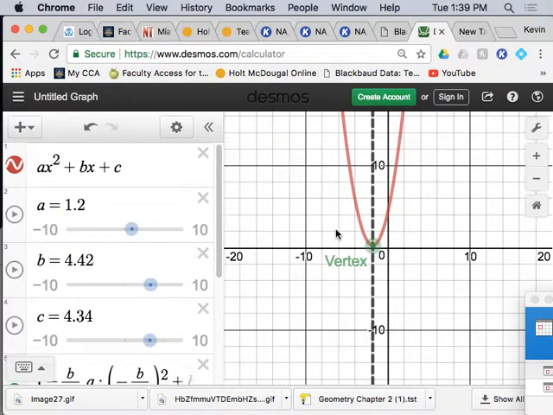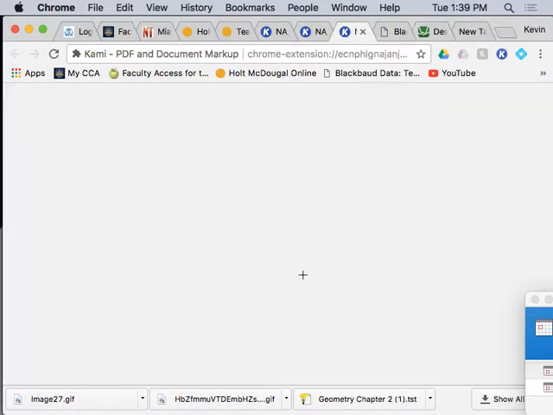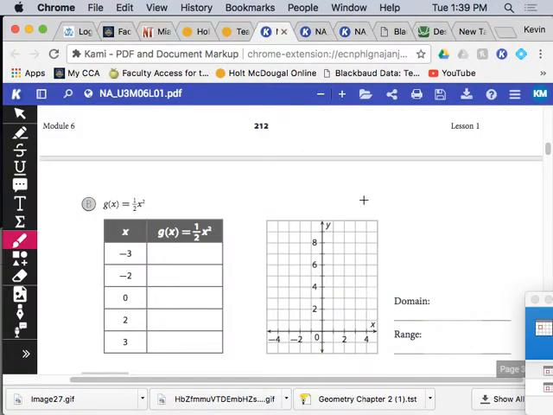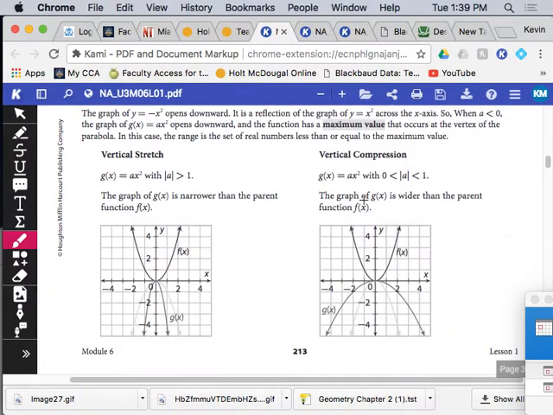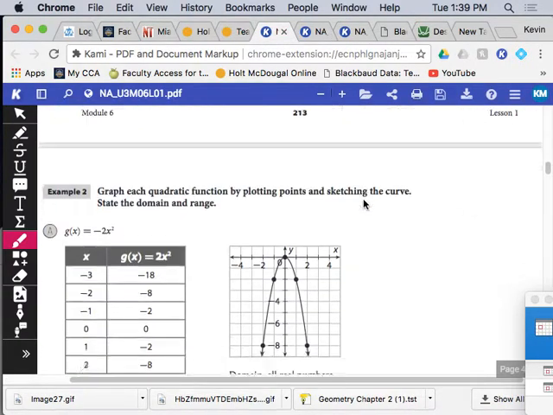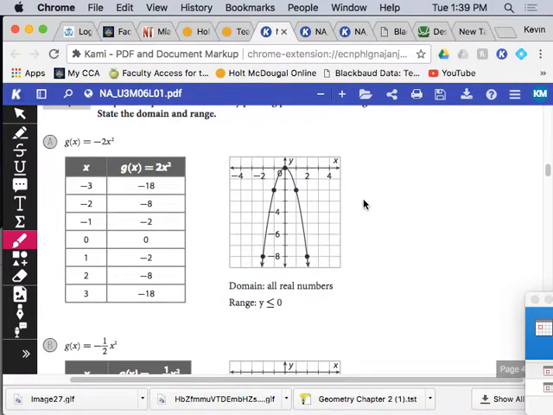Okay, now, guys, check it out. What about if A is negative? What happens when A is negative? It flips, right? So if A is positive, my parabola points upward. If it's negative, it points downward.